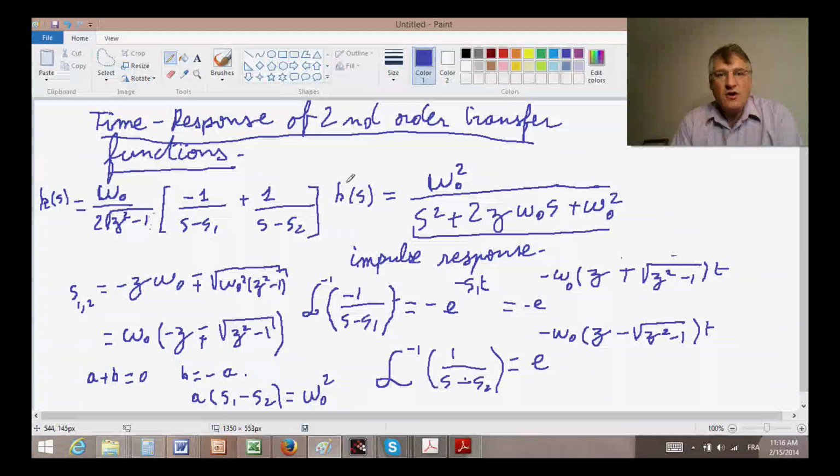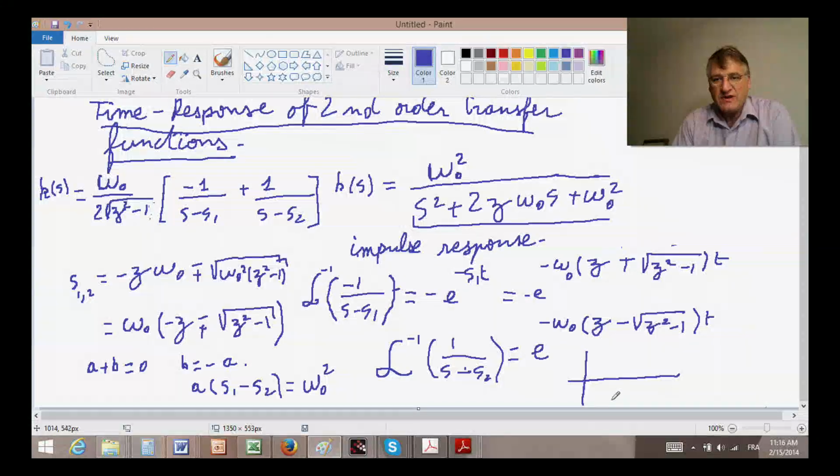So both of them look like decaying exponentials. This one starts at minus 1 and grows up. Okay? So what it does is something along these lines. And that one does the same thing, but starting from 1. And it decays.